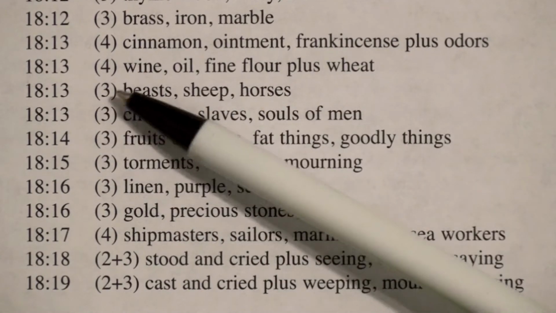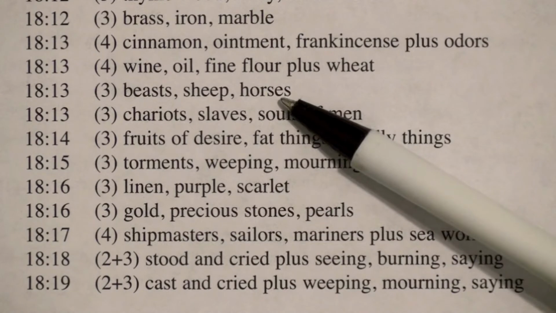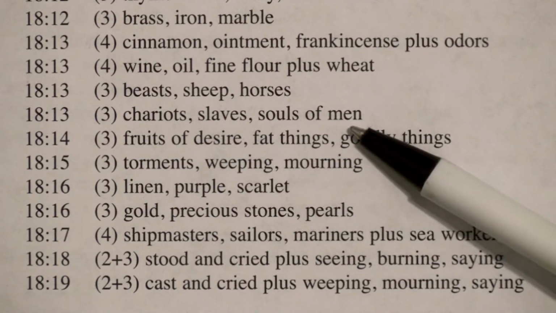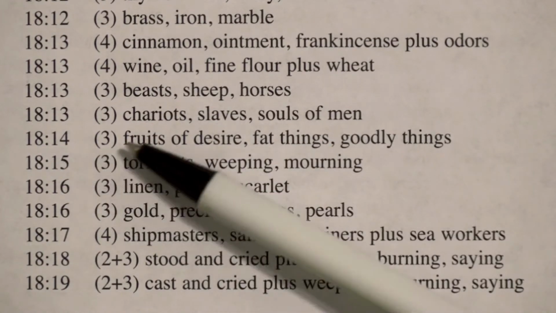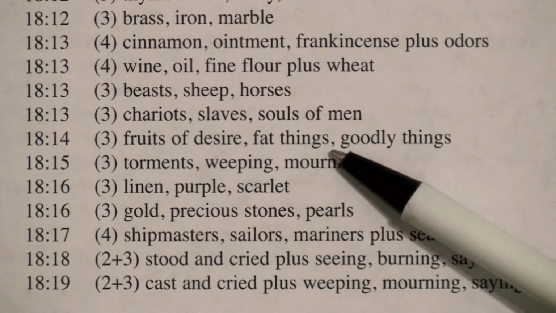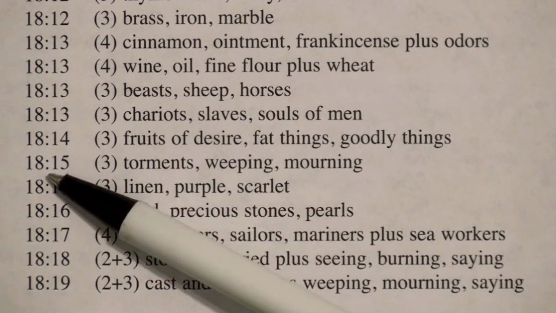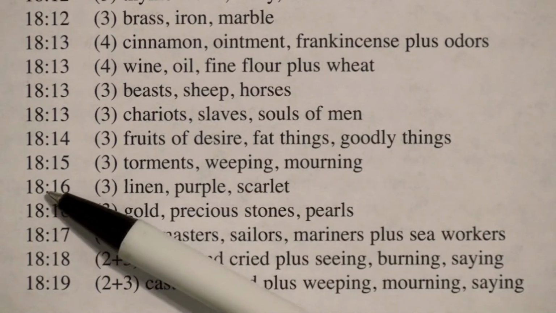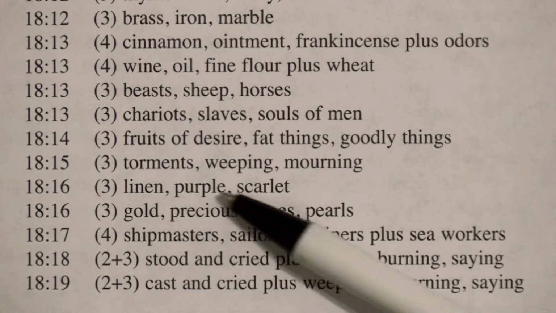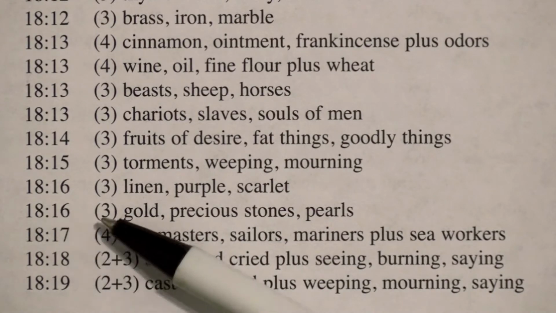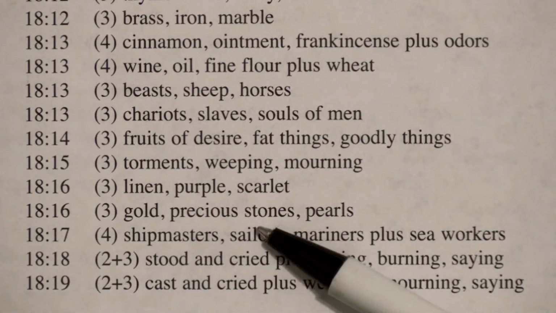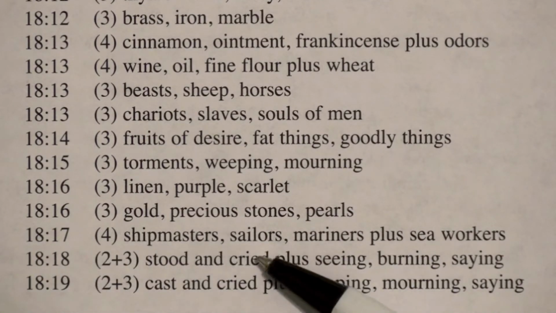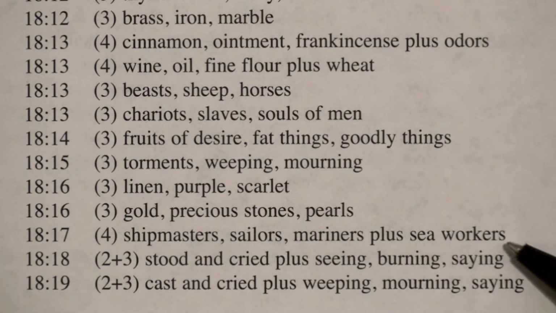Verse 13, 3, beasts, sheep, horses. Verse 13 again, 3, chariots, slaves, souls of men. Verse 14, 3, fruits of desire, fat things, goodly things. Verse 15, 3, torments, weeping, mourning. Verse 16, 3, linen, purple, scarlet. Verse 16 again, 3, gold, precious stones, pearls. Verse 17, 4, shipmasters, sailors, mariners, plus sea workers.